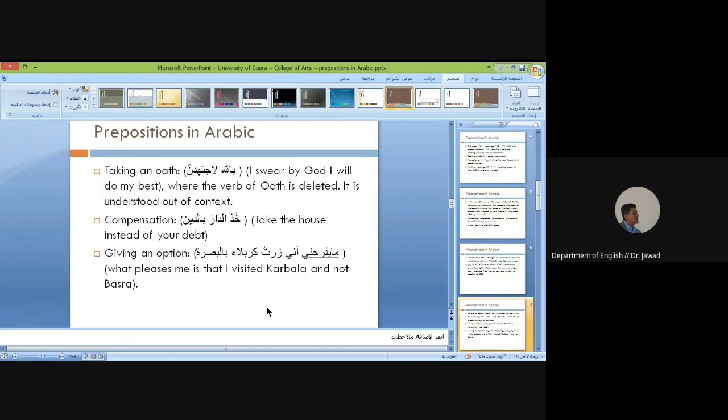There is another meaning which is somehow similar, which is to give an option. يعني يعطيك اختيار. Or let us say البديل. ما يفرحني أني زرت كربلاء بالبصرة. What pleases me is that I visited Karbala and not Basra, instead of Basra. So the option of Karbala is better than what? Than visiting Basra. So this meaning is expressed through the preposition, which is al-ba here.